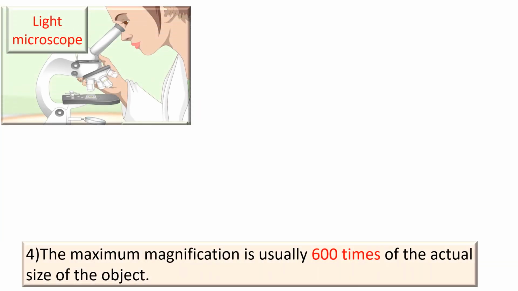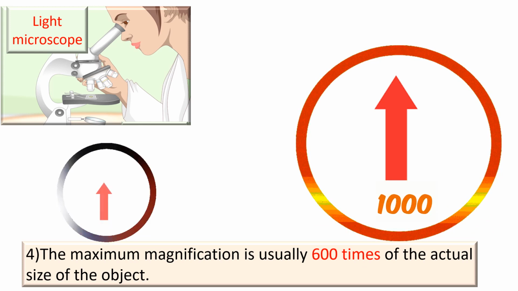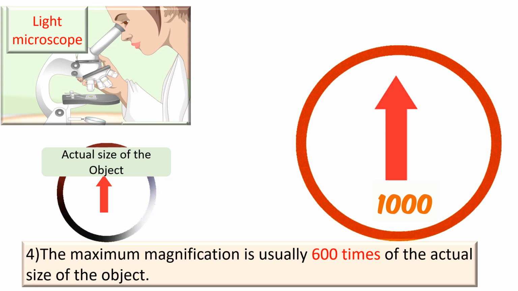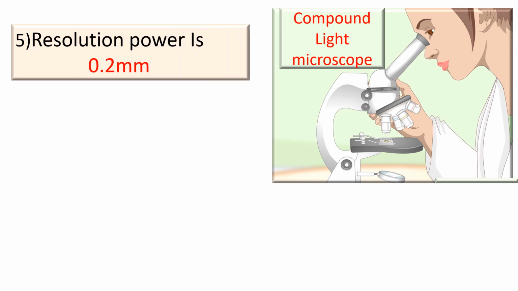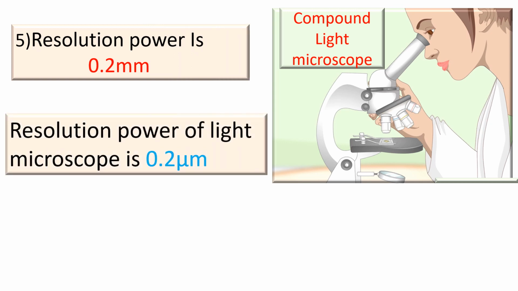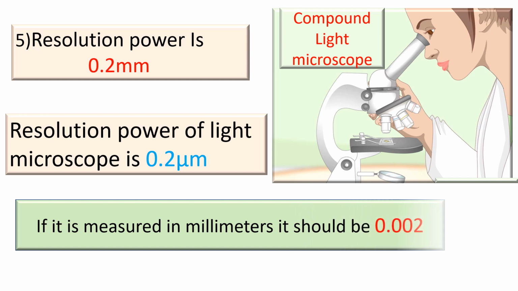Secondly, the fourth statement is also incorrect, because usually the maximum magnification of a light microscope is 1,000 times the actual size of the specimen, not 600 times. The fifth statement is also incorrect, because the resolution power of the light microscope is 0.2 micrometers, not 0.2 millimeters. If it is measured in millimeters, it should be 0.0002.